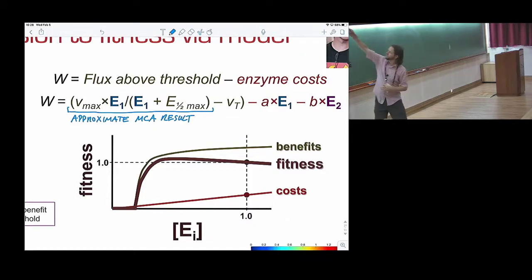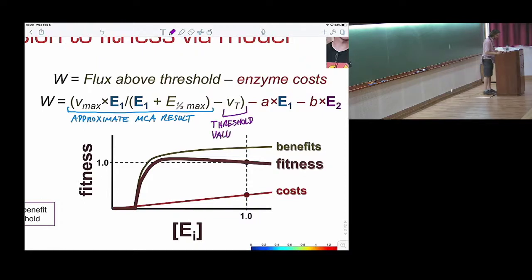Now that would give that nice hyperbolic curve. There's a nice little cheating term here, which I will get to in another slide. We noticed something very unusual about our data. So this is a threshold value of enzymes. We were subtracting off a chunk.